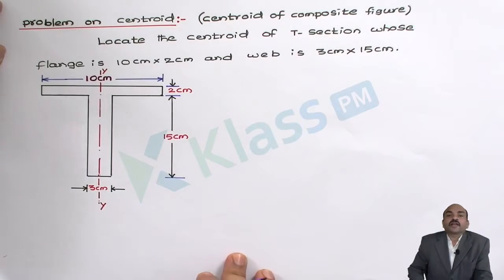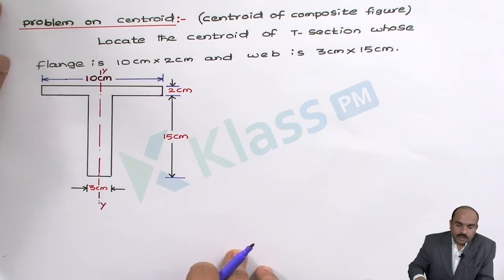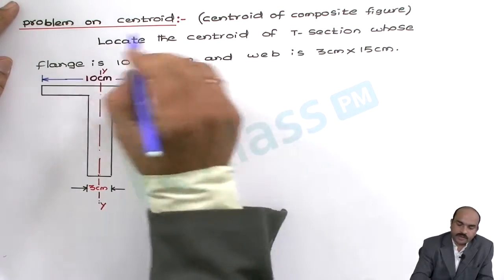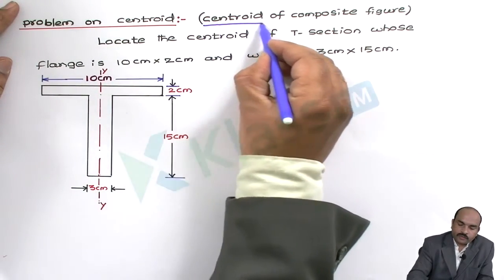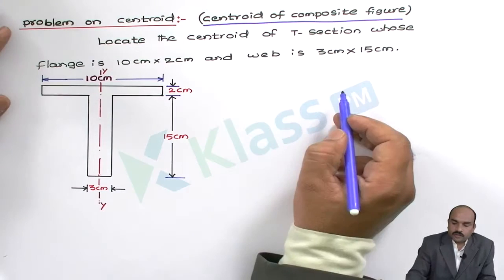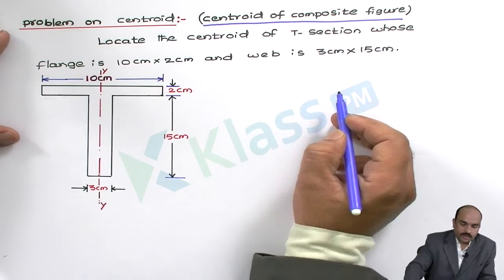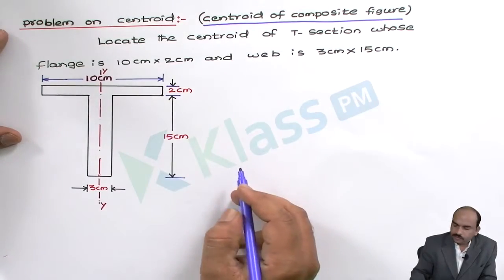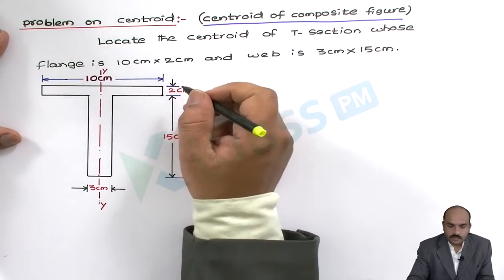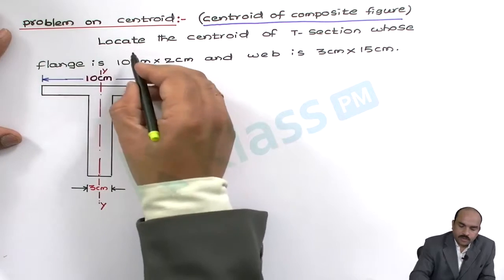Now let us take a problem on centroid. So that is the centroid of a composite figure. When composite diagrams are given, how do we calculate the centroid? So this is an example for that. This is the problem given. First I'll read the problem.